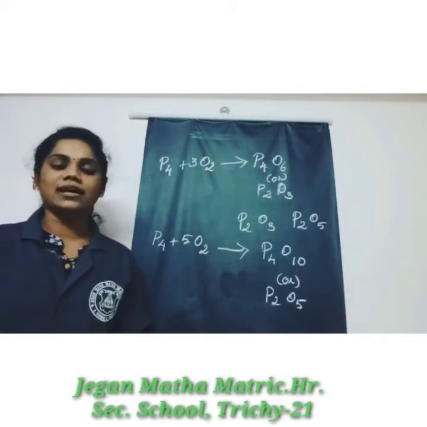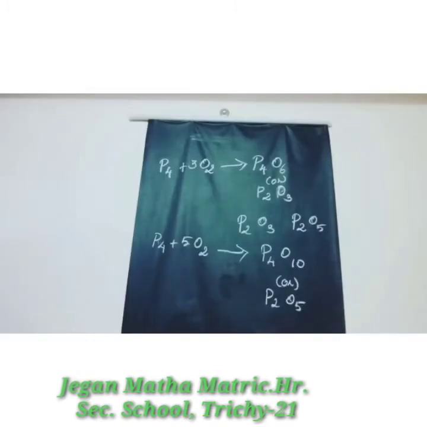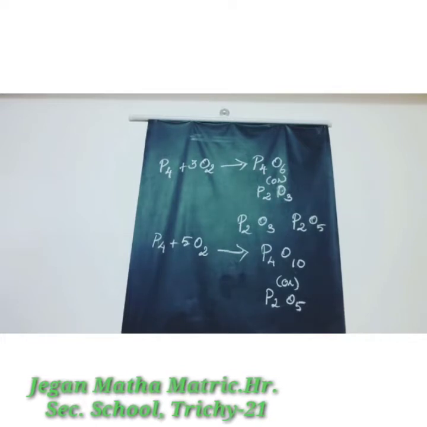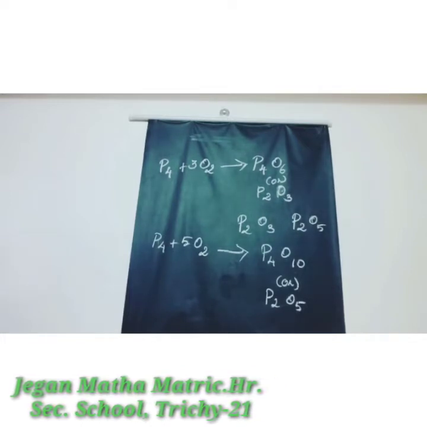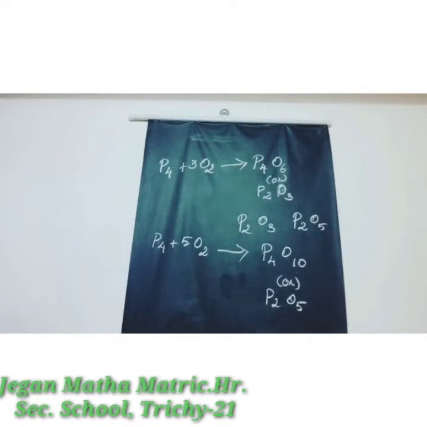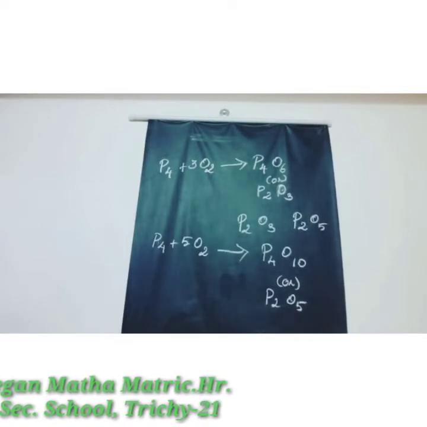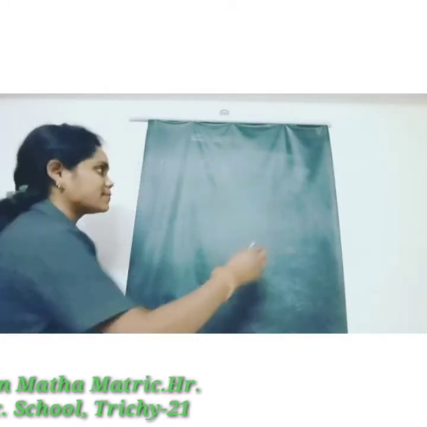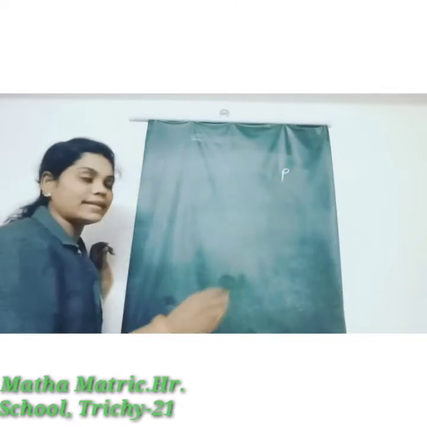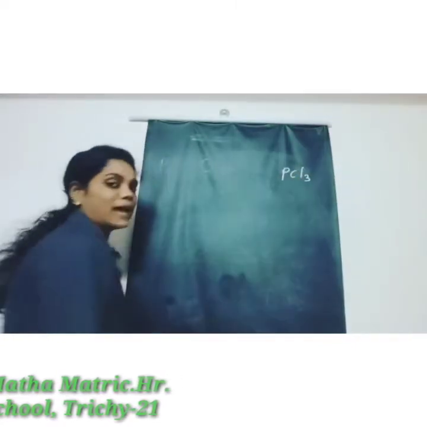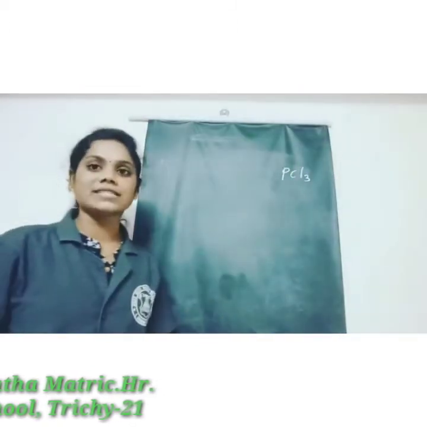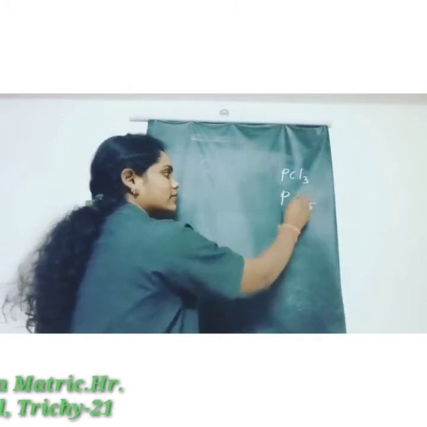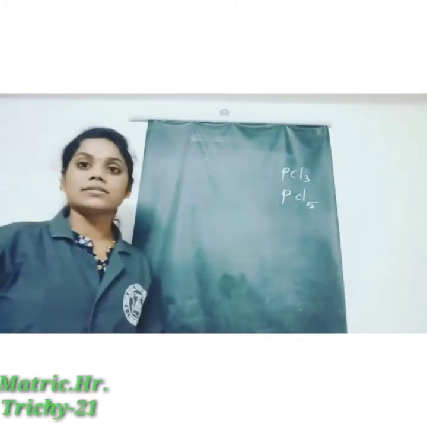And the next property is reaction with chlorine. Phosphorus reacts with chlorine to form tri- and pentachloride. Yellow phosphorus reacts violently at room temperature, while red phosphorus reacts on heating. Phosphorus is represented by P, tri represents 3, so trichloride means 3 chlorine atoms. So phosphorus trichloride. And next one, phosphorus pentachloride: penta represents 5, so here 5 chlorine. Okay, so this is reaction with chlorine.